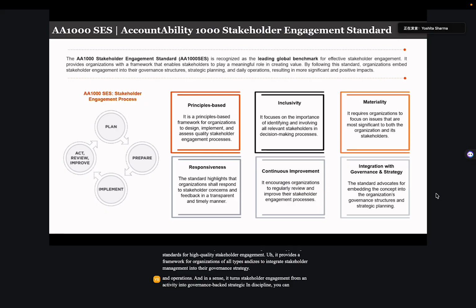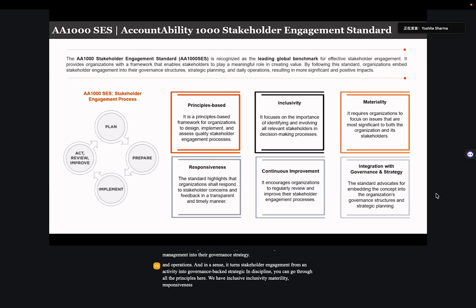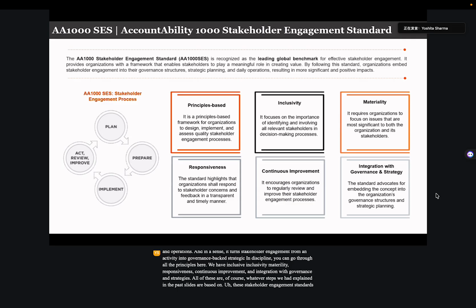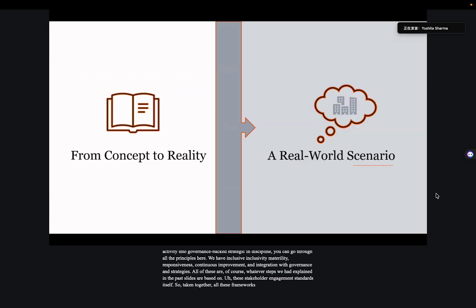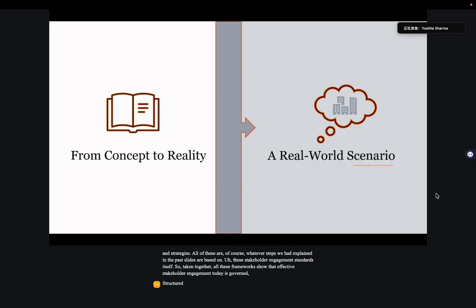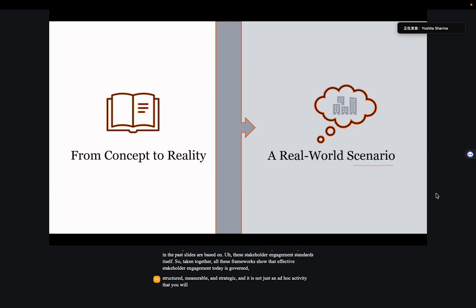You can go through all the principles here. We have inclusivity, materiality, responsiveness, continuous improvement, and integration with governance and strategies. All of these steps, of course, that we had explained in the past slides are based on these stakeholder engagement standards itself. So taken together, all these frameworks show that effective stakeholder engagement today is governed, structured, measurable, and strategic. And it is not just an ad hoc activity that you will take up as and when it is convenient for you.